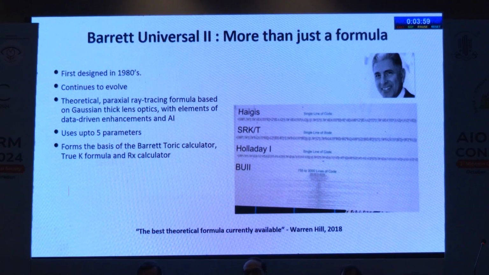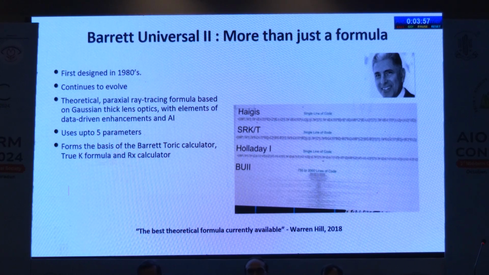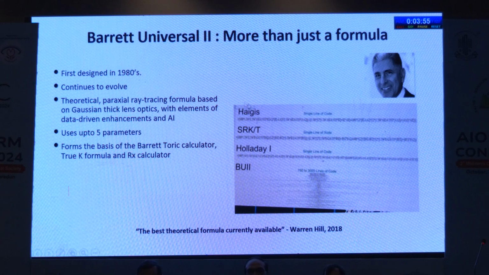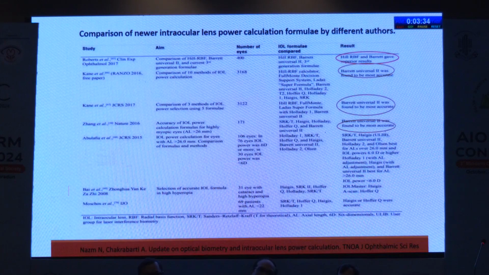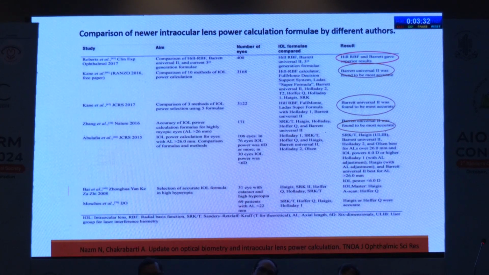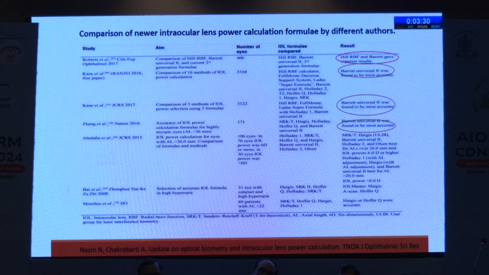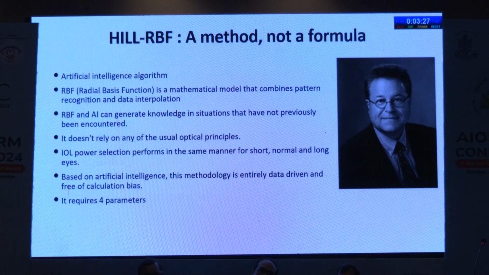Barrett Universal 2 is more than just a formula, as you can see in the picture. All these, Haigis, SRK/T, Holladay, are single line code formulas. But Barrett Universal 2 is a 3000 line code formula and is still an evolving formula. It is based on theoretical optics, Gaussian optics, as well as on artificial intelligence, and it uses up to 5 parameters. So increasing the number of parameters fed into Barrett increases its accuracy. Various studies comparing Barrett with the older formulas show that Barrett tends to perform much better than the older formulas.